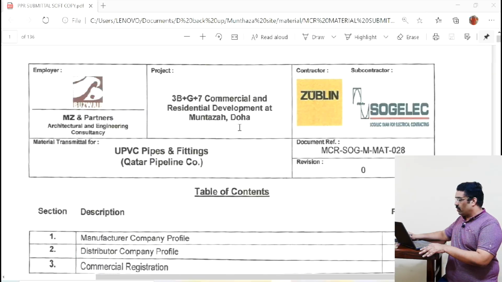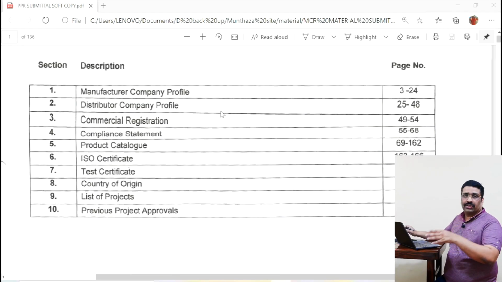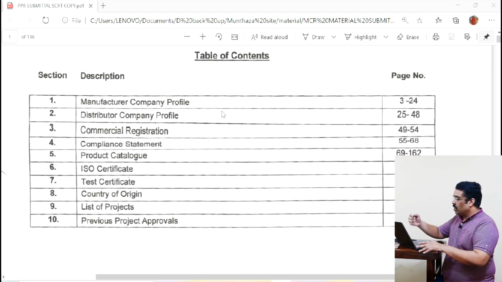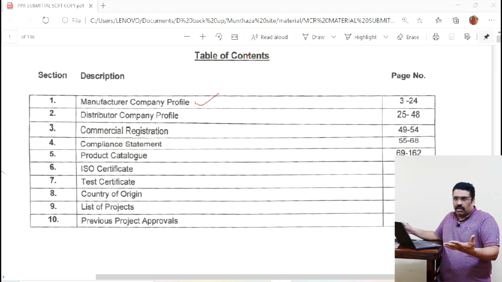See here, you can see one of my projects and the manufacturer. See what are the things you need to submit. I will explain to you one by one. Manufacturer company profile. This is the first one. The manufacturer, who maybe makes pipe or something like that. Many brands are there. They have a profile.